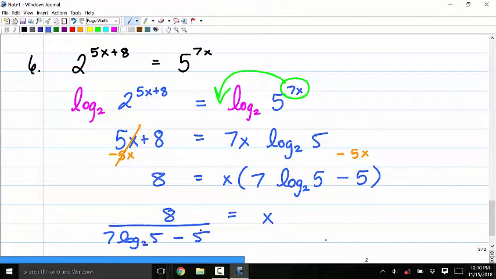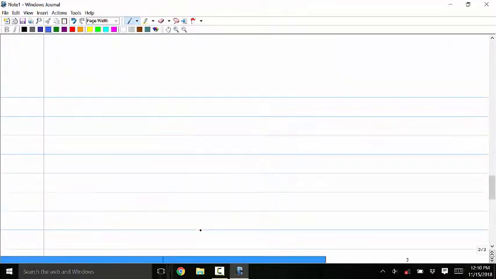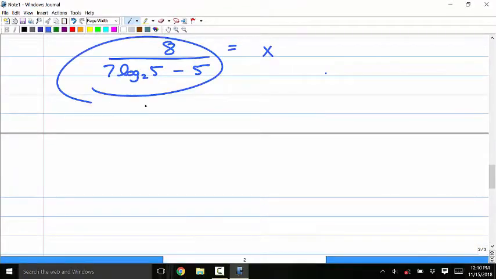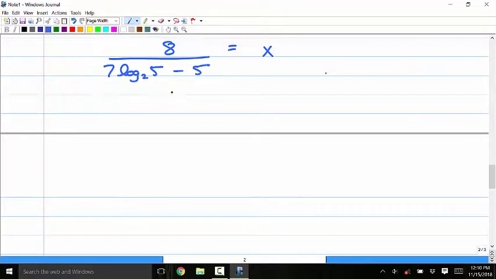Just to give you a heads up, it wants the exact solution, which is this, and it also wants a decimal solution rounded to 4 decimal places. So you're going to have to type it into your calculator. Okay, question 7 is very similar to 6. Okay, question number 8.